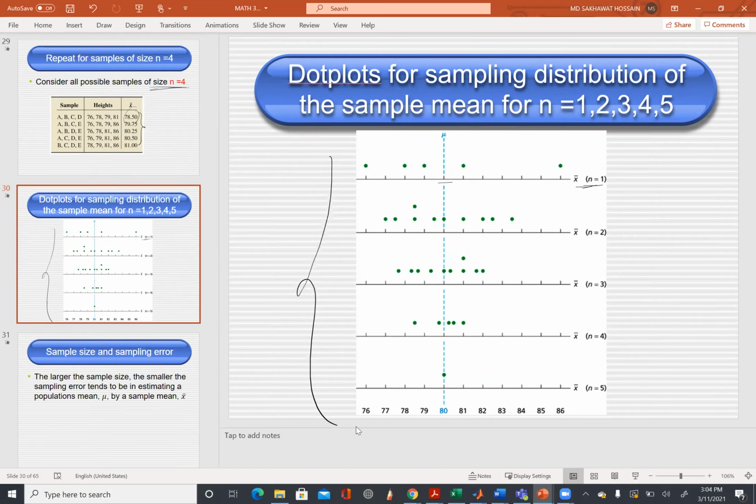So this is called the population distribution. Now you can see this is x bar for n equals 2, and this is the x bar. This is the distribution when n equals 3, this is the distribution when n equals 4, and this is the distribution when n equals 5. I'm sorry, this is when n equals 1, and this is n equals 5. So this is the population distribution, and this is the mean of the population.